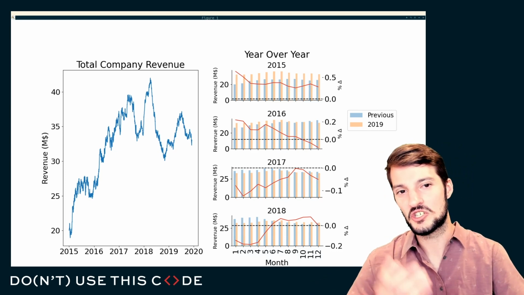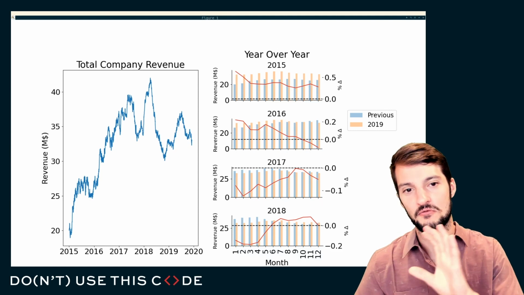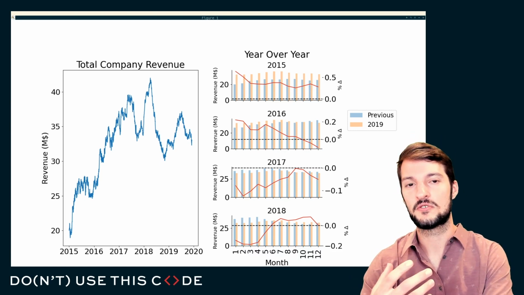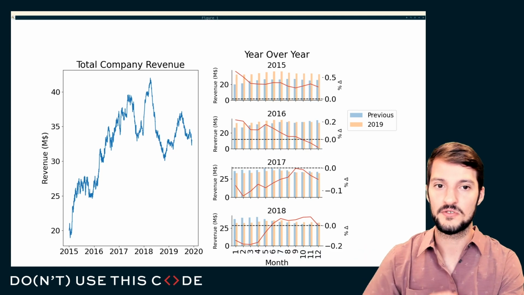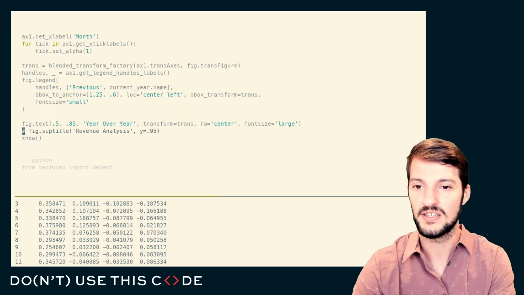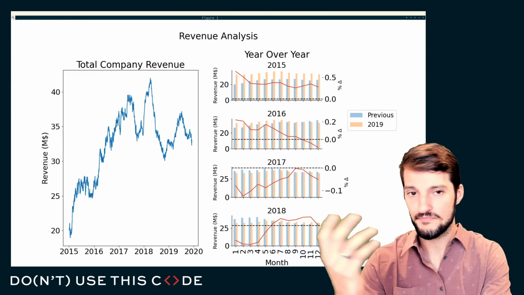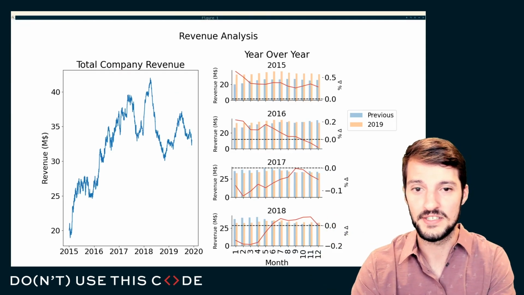You could probably sneak it in just under the year-over-year title to the right of 2015 and have that convey as a legend that conveys information about all of these plots. But you can see here, you're able to create very powerful exploratory visualizations with Matplotlib. And then I can add a super title to say, this is my revenue analysis.